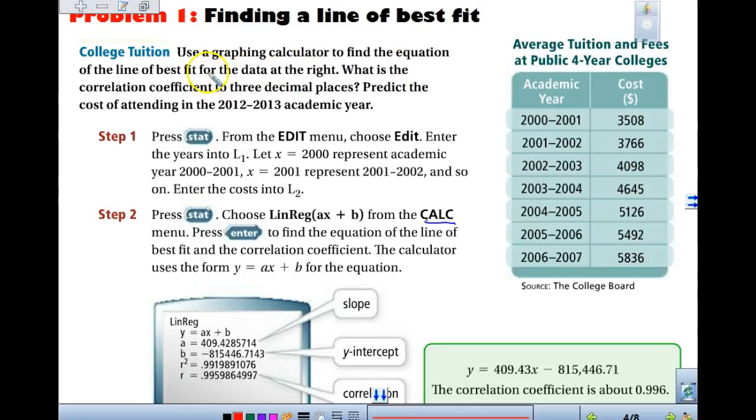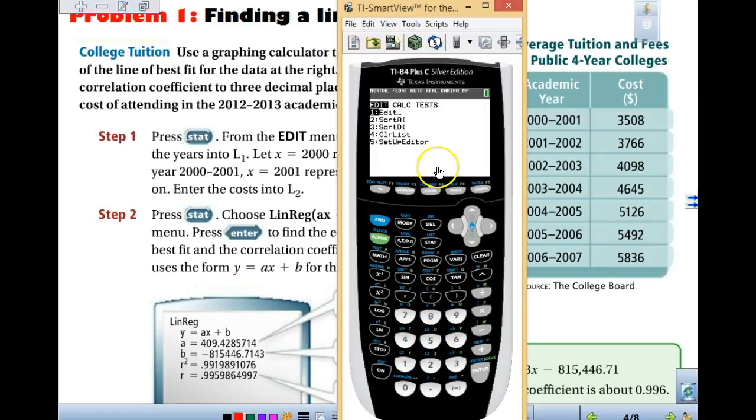So here's where in your homework, in your notes, it's telling us. We're going to use the graphing calculator to find the line of best fit. What is the correlation coefficient, decimal places, and predict the cost? This is the same problem we did yesterday. So what we're going to do on your calculator, first thing, you're going to hit the edit, you're going to hit enter.